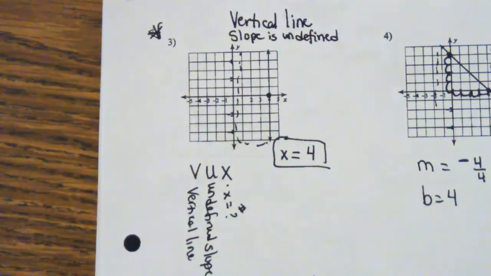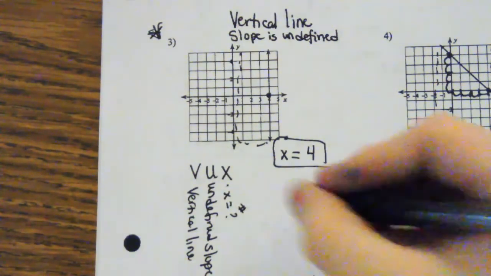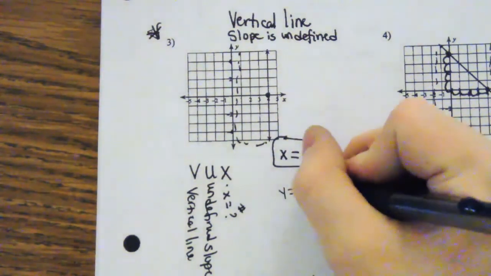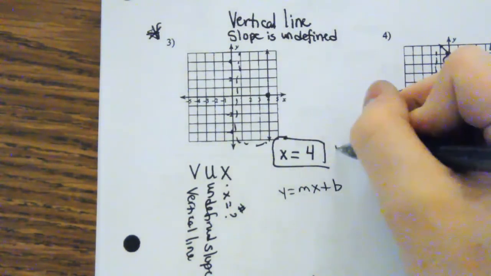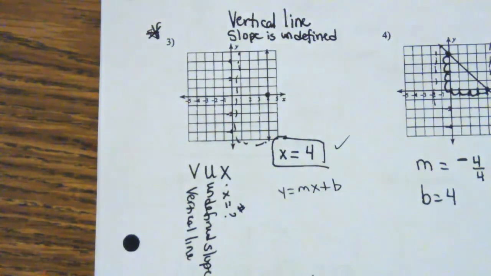It doesn't have a slope. It doesn't even have a y-intercept. So I can't put my answer in the form y equals mx plus b because I just don't have that information. All I have is the x-intercept. So I use x equals 4.